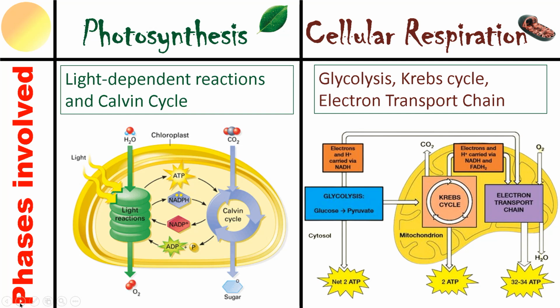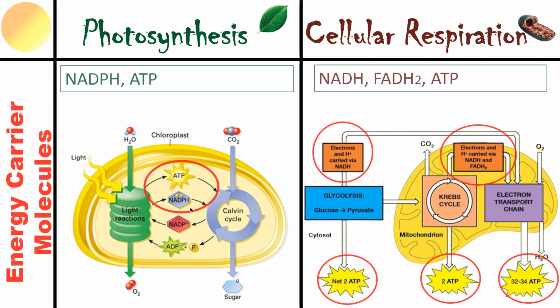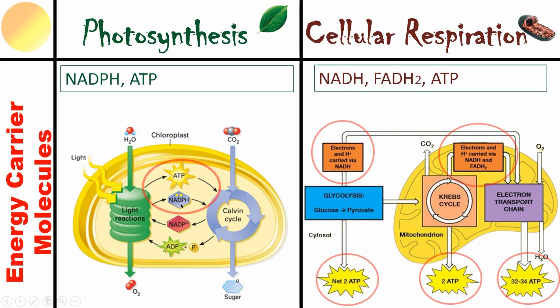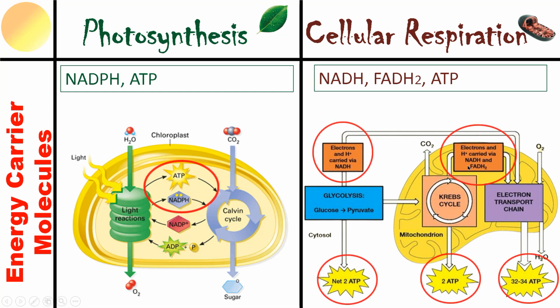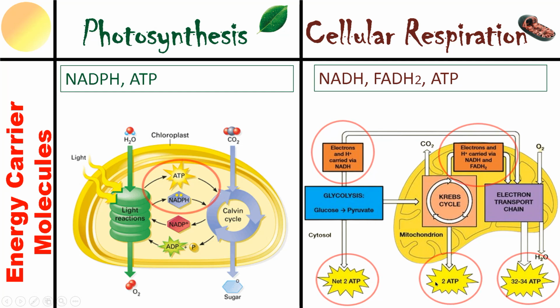Coming to the energy carrier molecules, in case of photosynthesis they are ATP and NADPH, whereas in case of cellular respiration, energy carrier molecules are NADH, FADH2 and ATP.